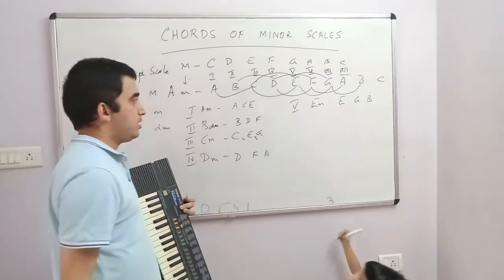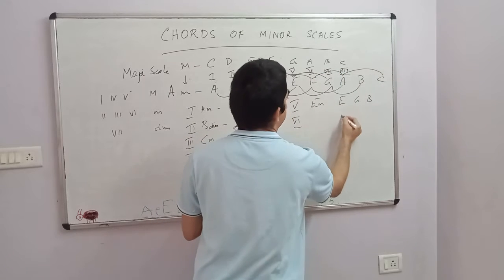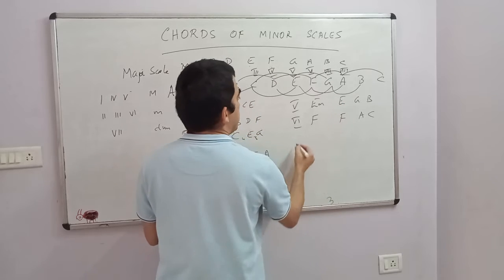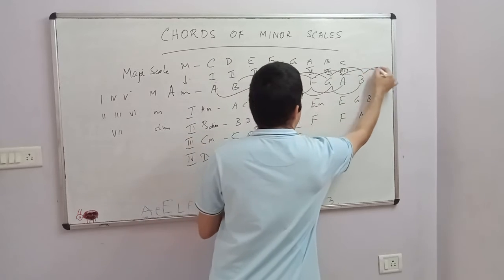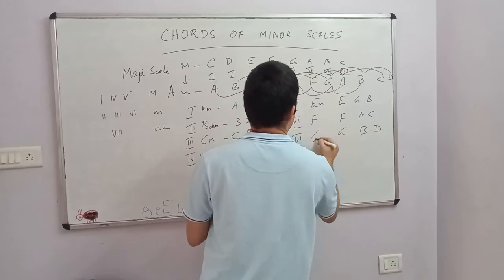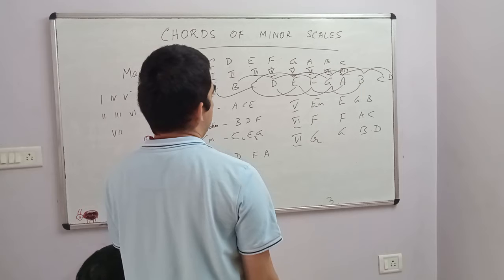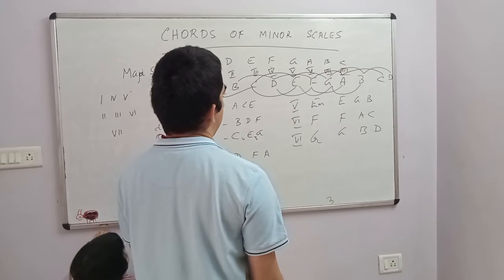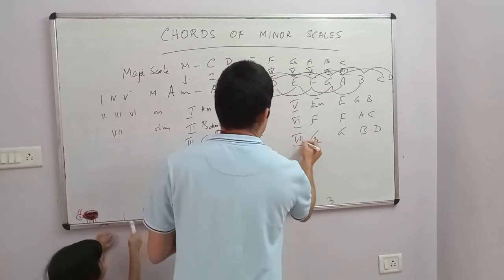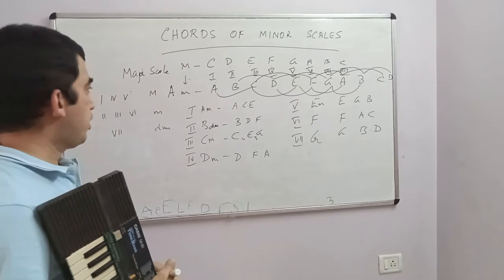Okay, we have our friend now writing down on it. Good. The sixth one will be F, A, C, so it will be F major. The seventh one will be G, B, and D, G major. I'm sorry, I said 6, it is 7. Okay, so these are the chords that we have got now.